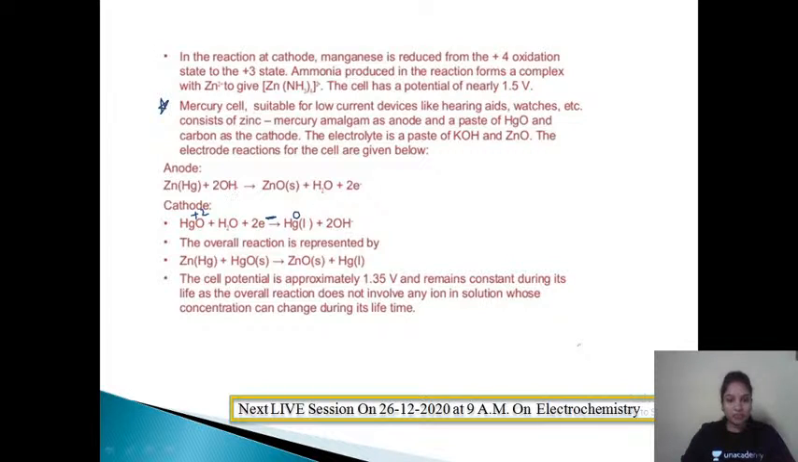Now the overall reaction you can obtain by adding these two reactions, and what you get is Zn plus HgO gives ZnO plus Hg. The cell potential for this reaction is 1.35 volt, whereas in the previous cell it was 1.5 volt. Here, as we mentioned earlier, mercury cells are used when low current devices are applicable, so it has a low cell potential of 1.35 volt. So this is about the mercury cell.